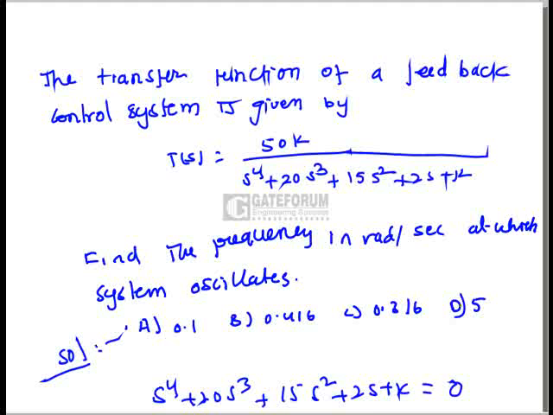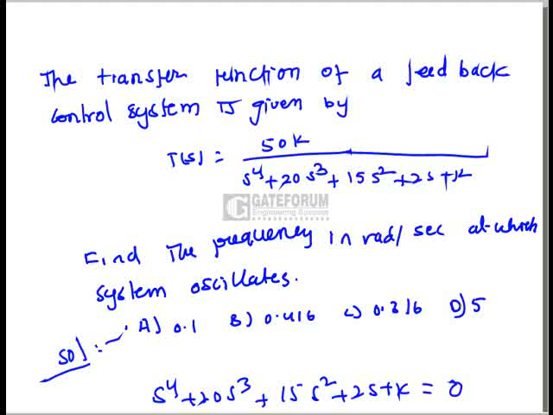For finding that, first we have to know the transfer function. Directly he has given the transfer function. Then we have to find the characteristic equation. The characteristic equation is nothing but the denominator of the transfer function, which is s^4 + 20s^3 + 15s^2 + 2s + k. This is the denominator of the transfer function, and it is also called the characteristic equation.